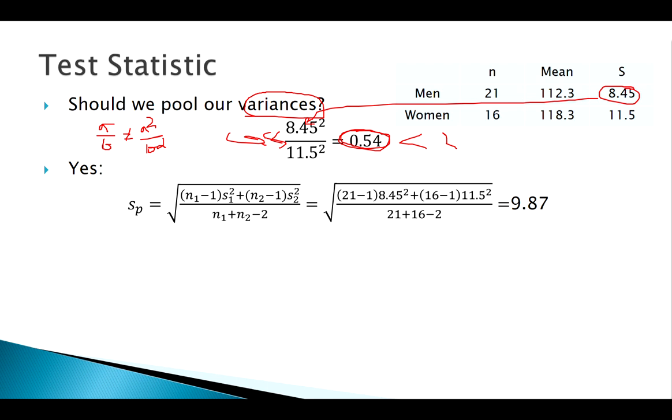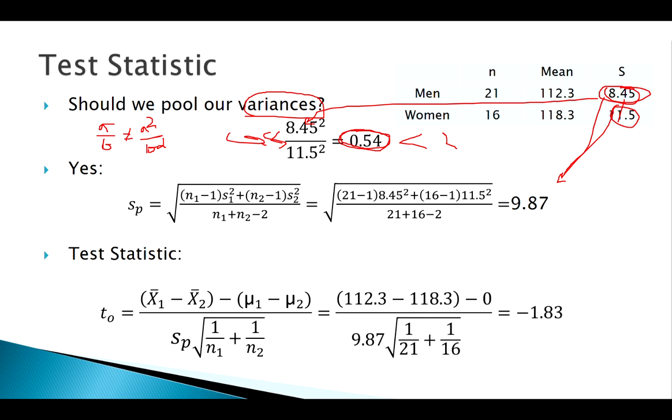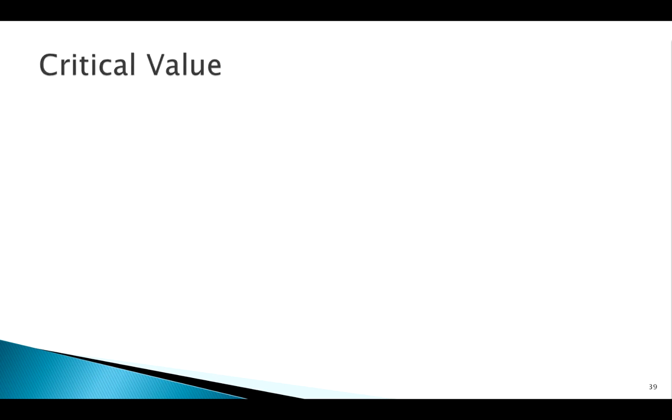Our pooled standard deviation is 9.87. Remember, the idea of the pooled standard deviation is that we're using both of these sample standard deviations to estimate the same thing. So 9.87 is somewhere in between these two. It's essentially just a weighted average of the two. We use this pooled standard deviation in the calculation of our test statistic. Our test statistic is negative 1.83. All right, critical value.